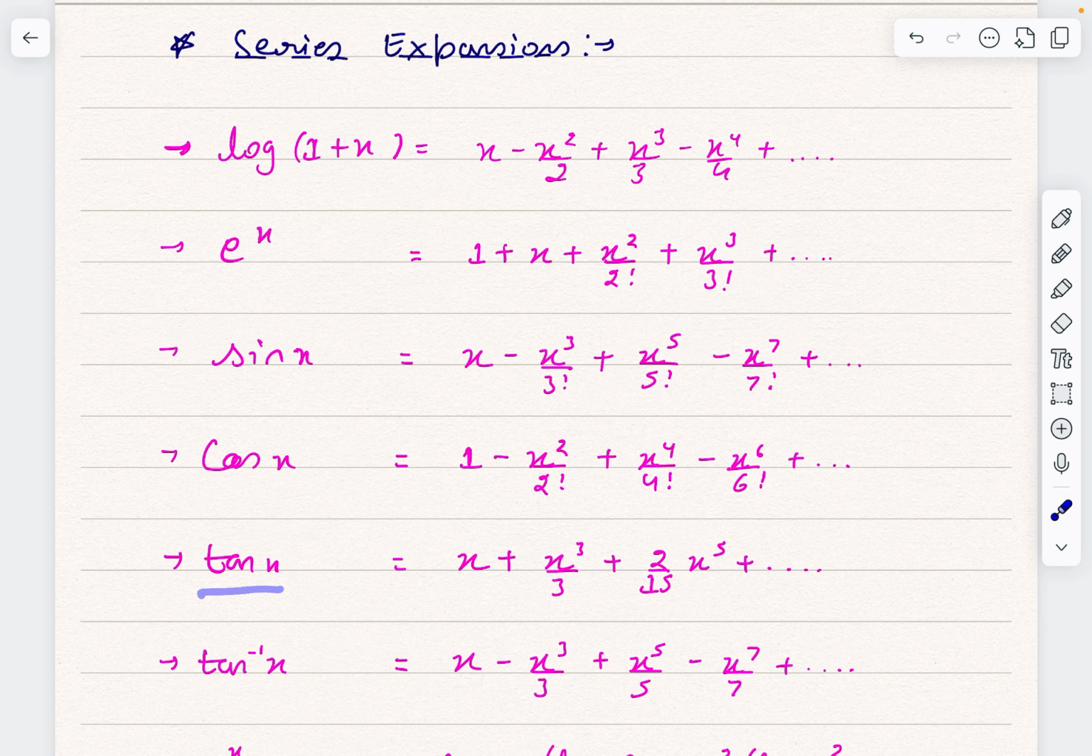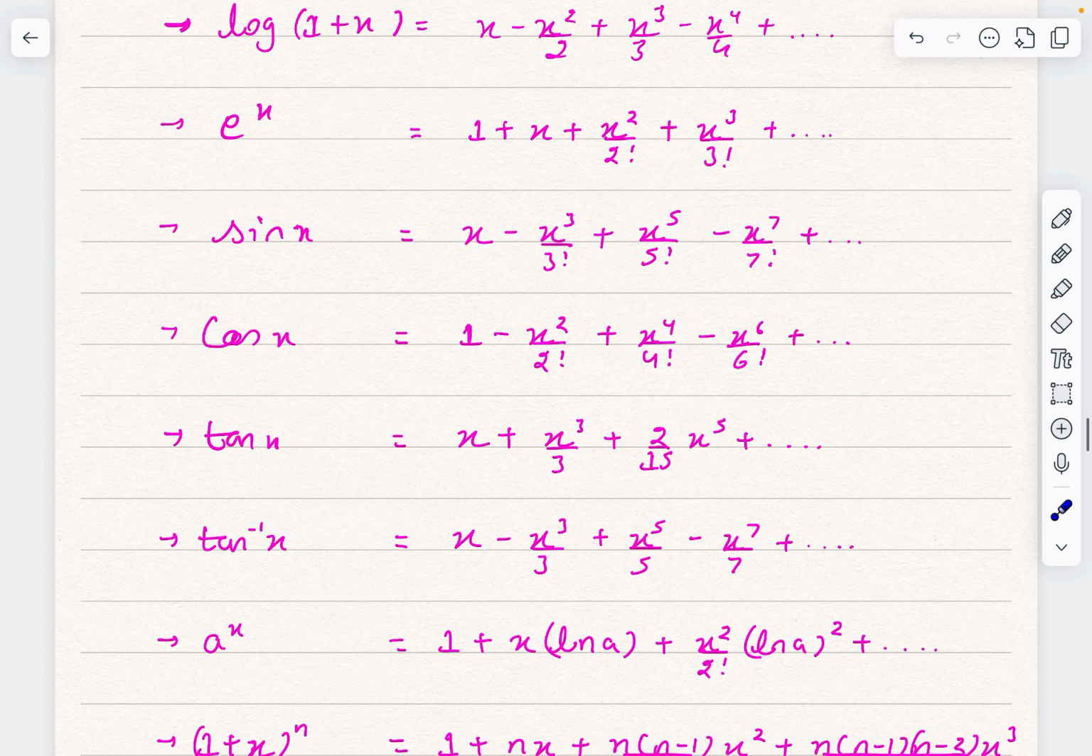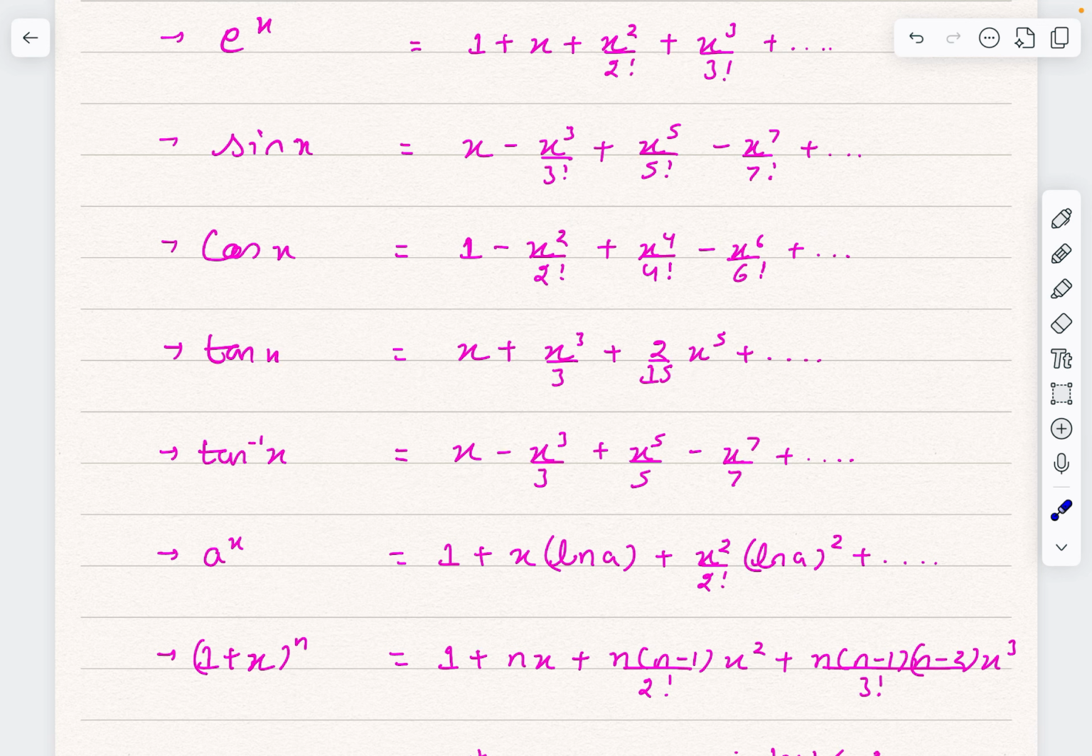Next, tan x. For tan x, there is no pattern here. So what you do is just remember the first three terms. More than that will never be required. So the first term is x, next is x cubed by 3, next is 2 by 15 x power 5. So remember it always. Next is tan inverse x. It's x minus x cubed by 3 plus x power 5 by 5 minus x power 7 by 7 and so on.